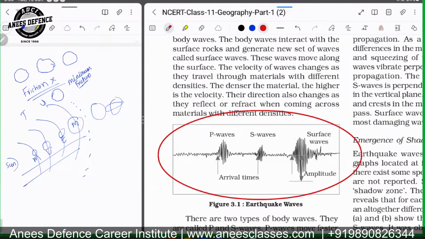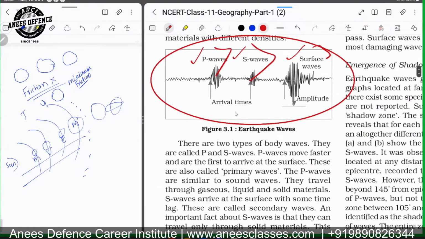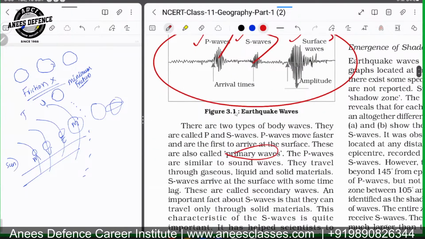It means that P waves will come first, and after the P waves, you will have S waves. After S waves, you will have surface waves. So P waves, that is primary waves, will come faster than the S waves and the surface waves. This type of questions are also asked. The P waves are called primary waves, which are like sound waves only, and sound waves are longitudinal waves.